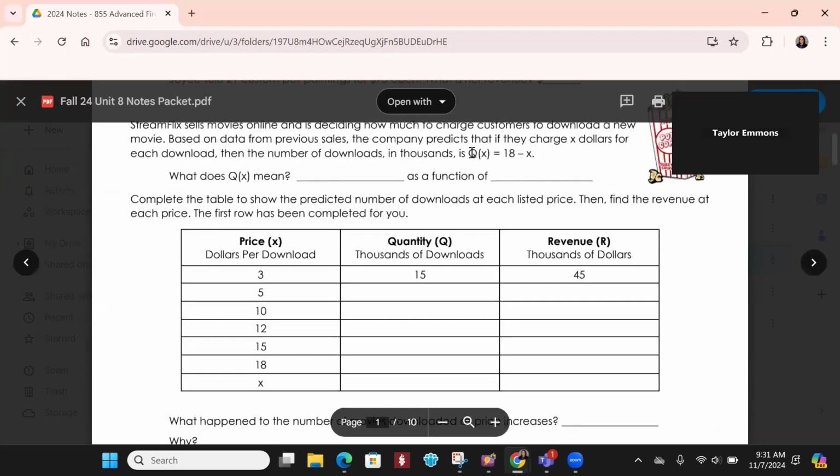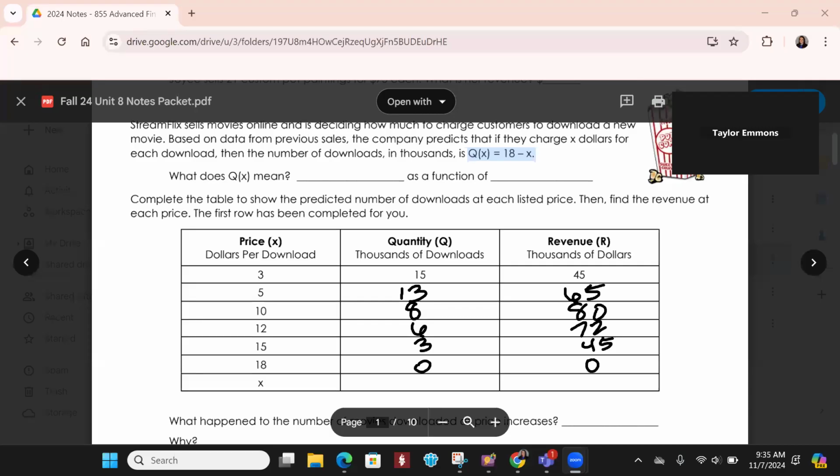Okay, so looking at this equation right here, we're going to find the quantity by taking 18 minus the price, which is 5. So that would give me 13. And then 5 times 13 is 65. Okay, can you fill in the rest of the table? Leave the bottom one alone. I'm going to show you how to do that in a second.